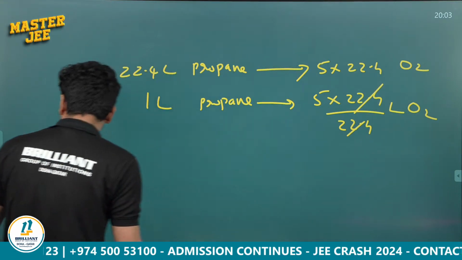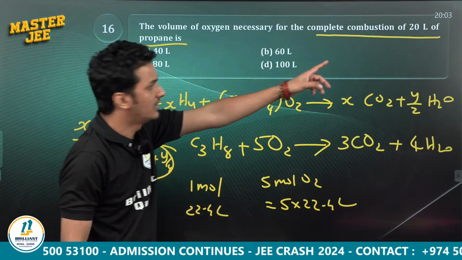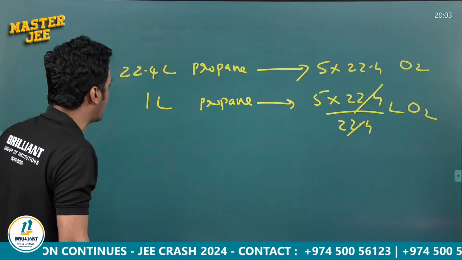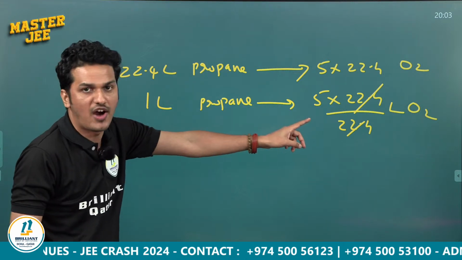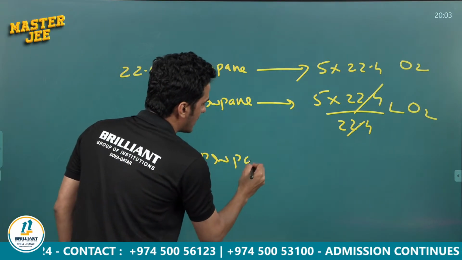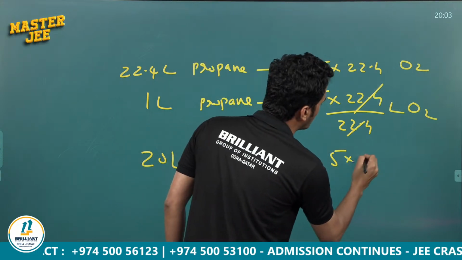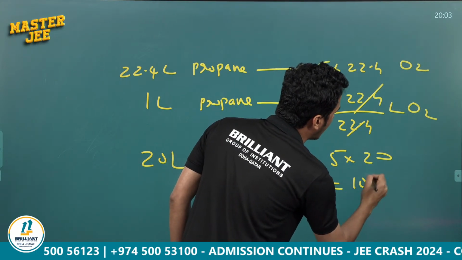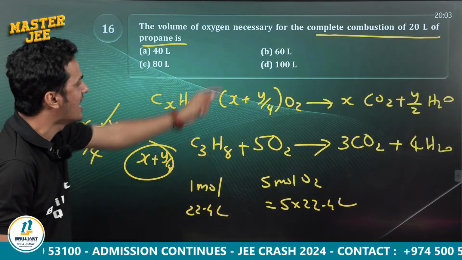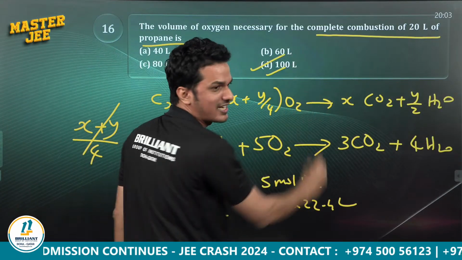But in the question, they are asking about 20 liter of propane undergoing complete combustion. So 1 liter requires 5 liter. So that means 20 liter propane requires, tell me guys, 5 into 20, that means 100 liter oxygen we require. Yes, option D is the correct answer, guys.